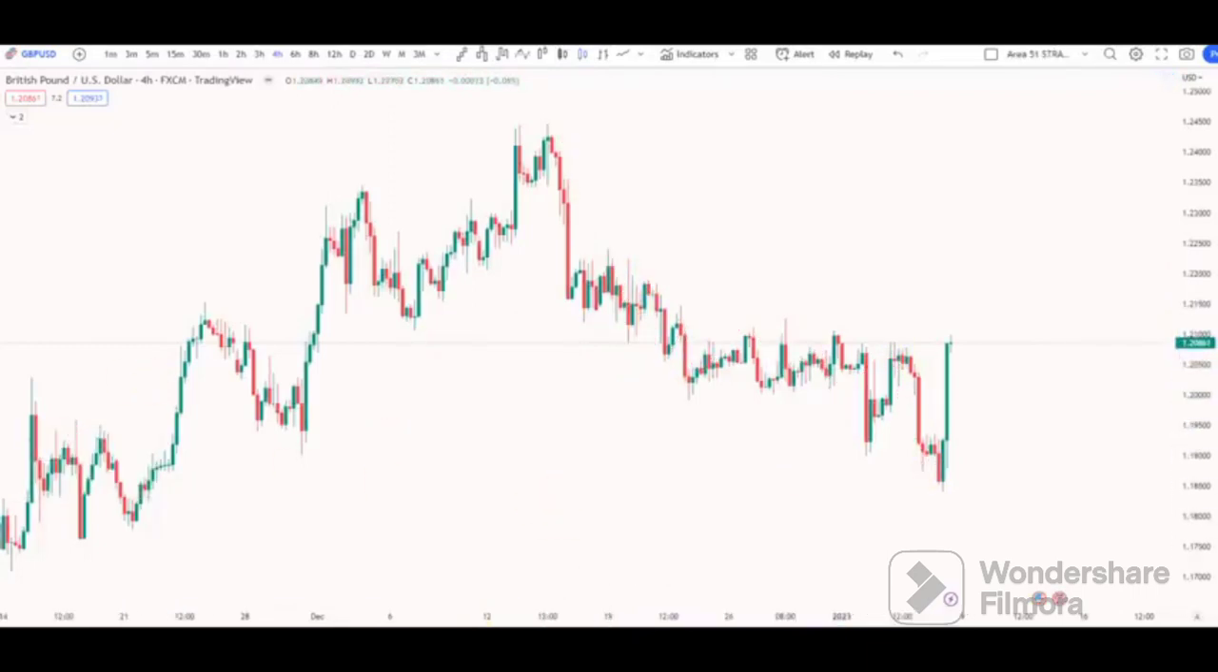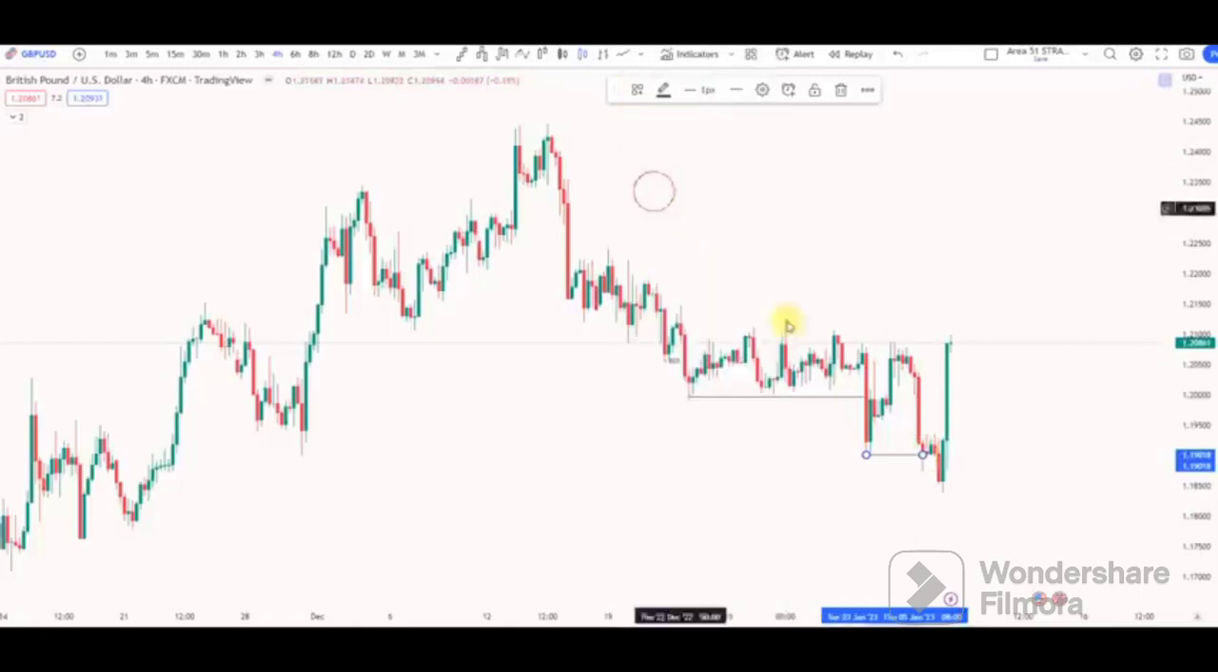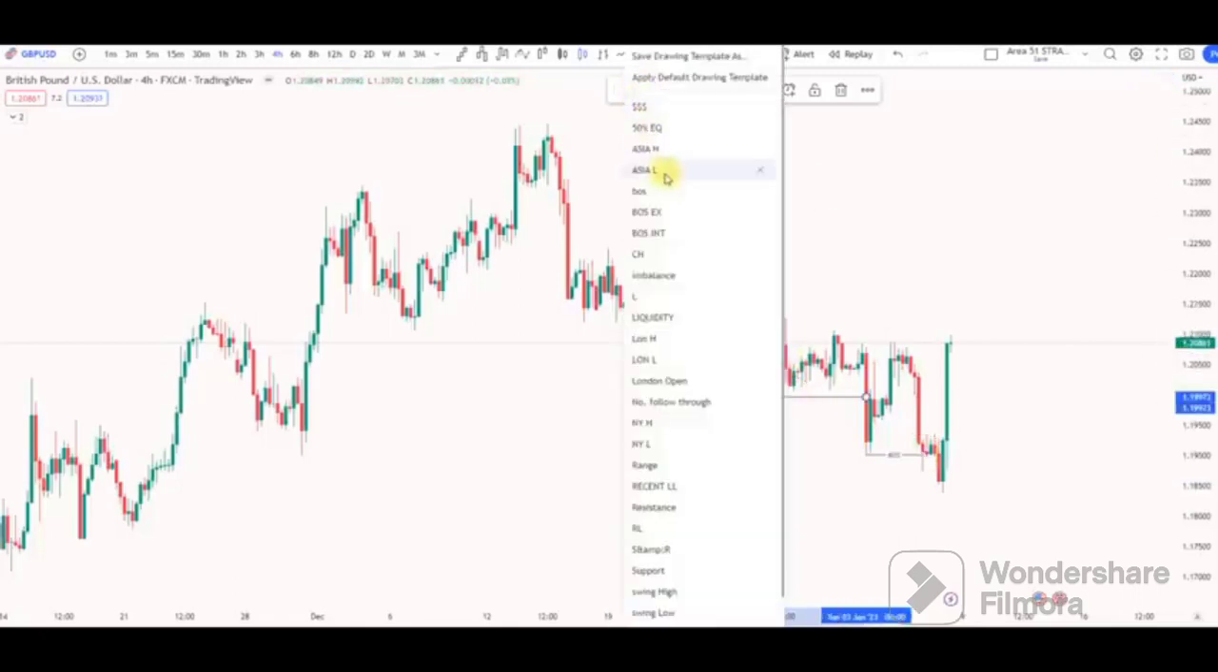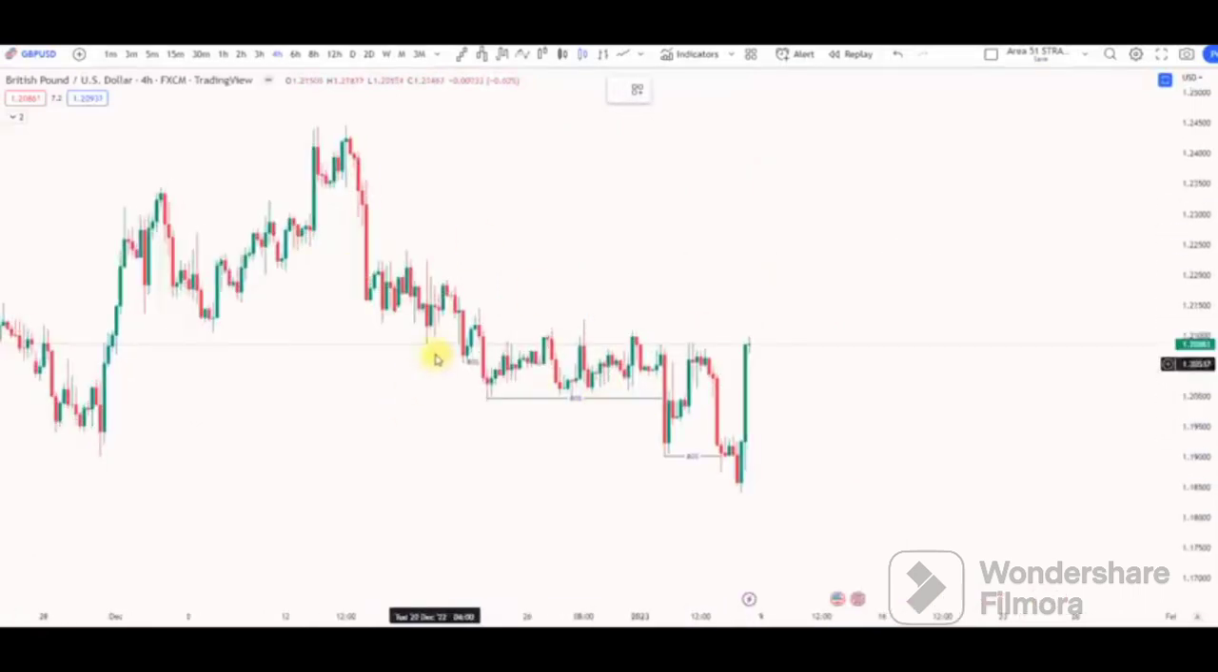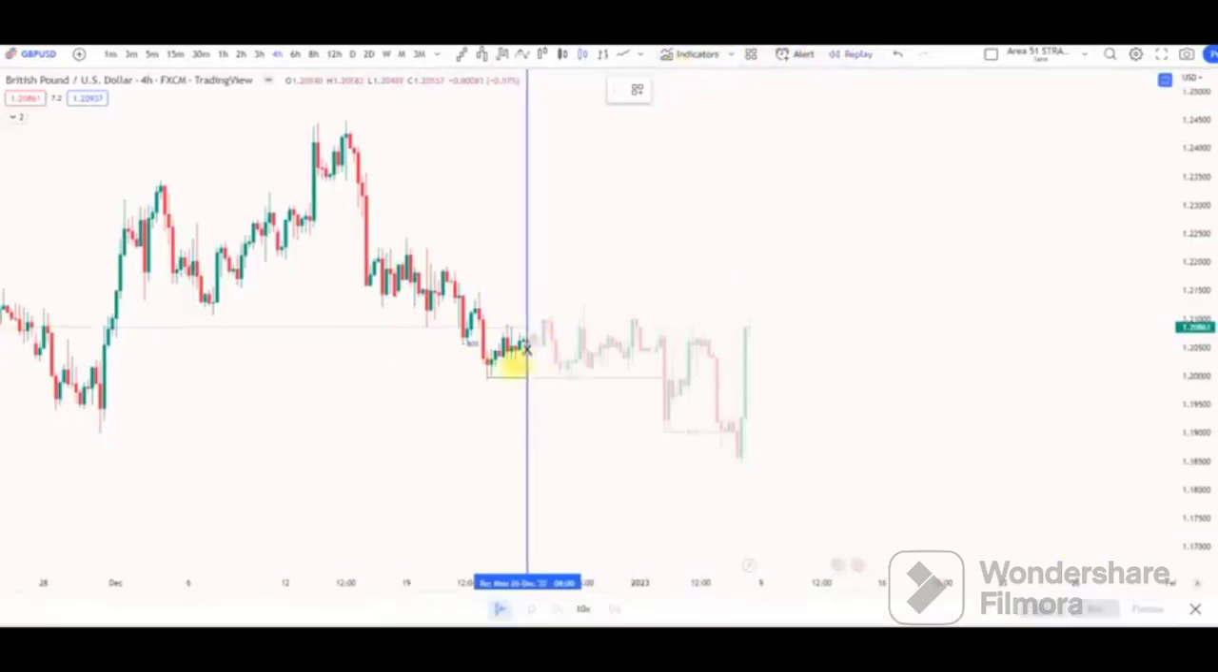Now what we do is we're going to mark our breaks of structure. We have a break of structure here, 1 BOS. We have another break of structure here, 2. Okay, and then we have another break of structure here, BOS. So the market is creating lower highs, lower lows.